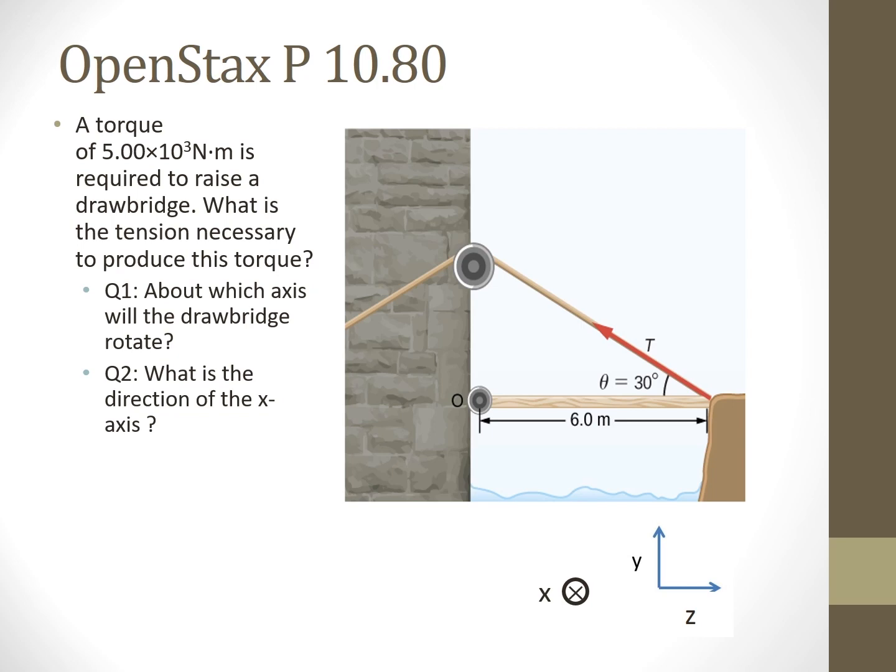So another question that we could ask is, will this tension cause a positive or negative rotation about that x-axis? And we can see here that positive rotation would be clockwise motion because x goes into the page. So put your thumb in the direction of the axis. Your fingers curl around the direction of positive rotation. So in this case, the tension force is going to cause negative rotation about x.